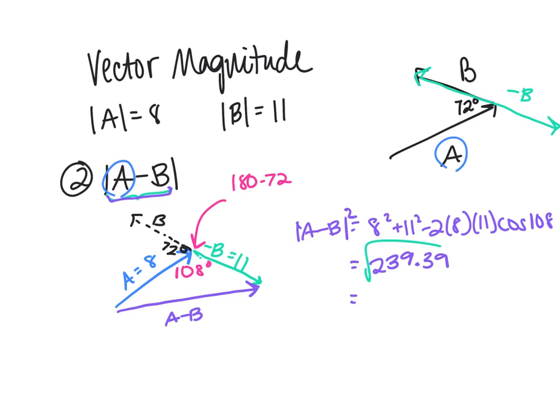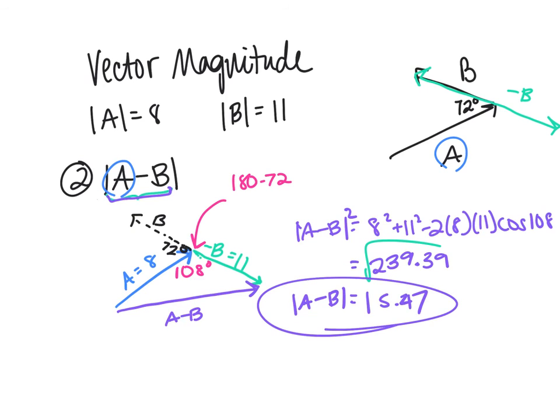And you should get that the magnitude of A minus B is 15.47. So same idea as the last one, you just have to do a little bit of extra thinking in that drawing step.